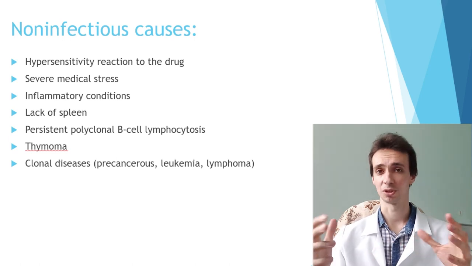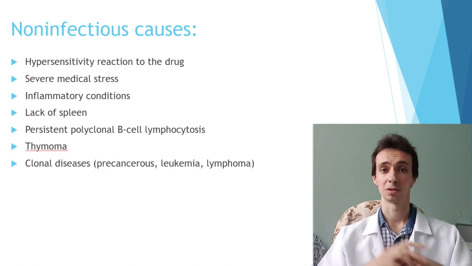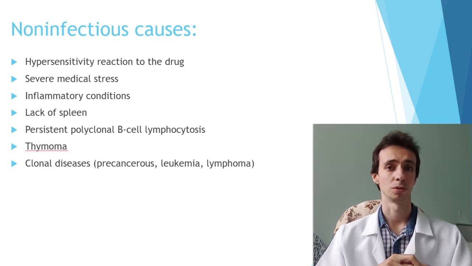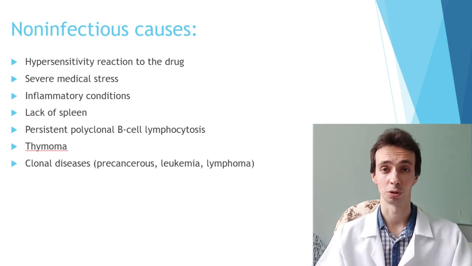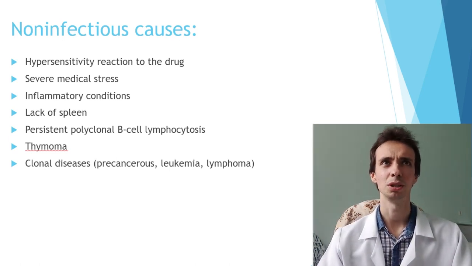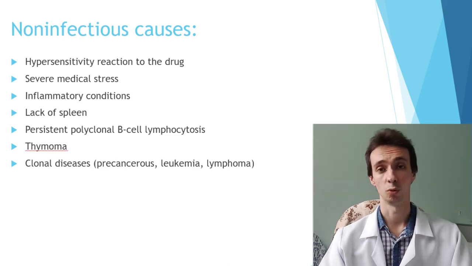And next are clonal disorders that I told you about. Some, not all, lymphocytes are increased, but some types only. And this is more of a concern to us, the doctors, because sometimes it can be not a big deal, but sometimes it can be a precancerous condition. Not precancerous, a pre-tumorous condition. It's not really cancer. These are tumors of lymphocytes, I would say. And it can be leukemia or lymphoma.